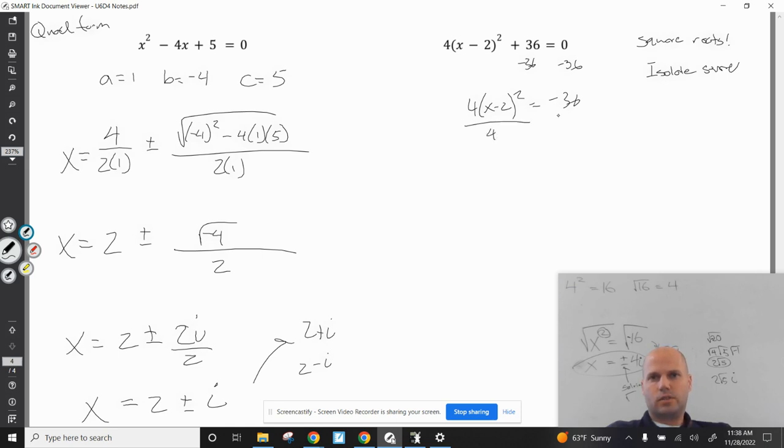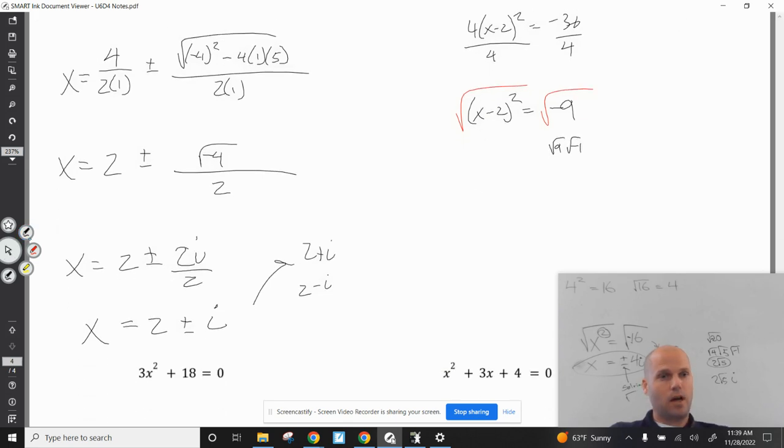Don't square root yet. Divide by 4. Get -9. Square root both sides. Okay. You can't type in the square root of -9 and get a number, but it's an imaginary number. The square root of 9 is 3. You could write this as root 9 root -1. The square root of -9 is 3i. Square root of 9 is 3. Square root of -1, oh, we have an imaginary number.